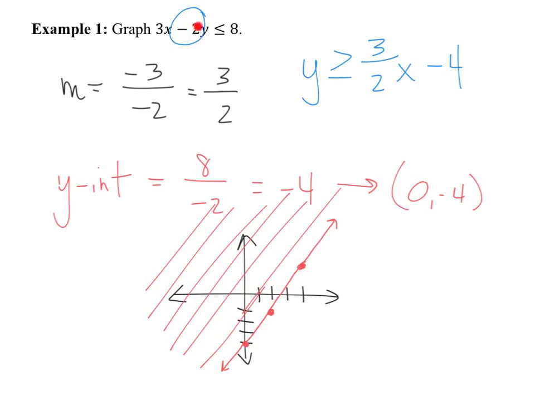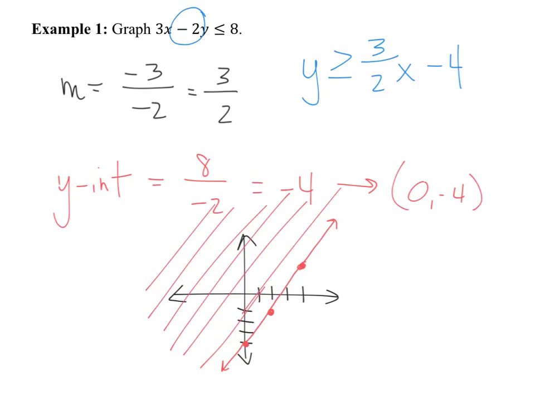We plugged in 0 and 0 and proved that this statement was true when 0 was plugged in, so therefore we shaded here. But we could simply look at this symbol. Greater than or equal to means shade everything above the line. If this were less than or equal to, everything below the line. But it's got to be in slope-intercept form to utilize that shortcut, if you will. Okay, it's not true when it's in standard form.